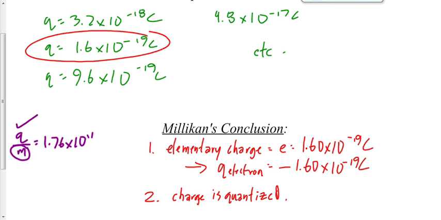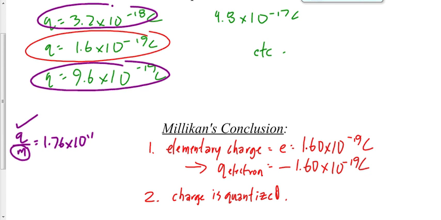You can have 1.6 times 10 to the minus 19, or you can have 200 times that, or you can have 6 times that, or you can have 300 times that, but you can't have just any value of charge. It's either 1.6 or a whole number multiple of that, right?